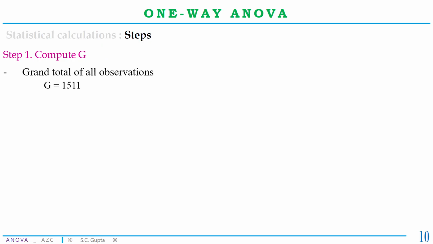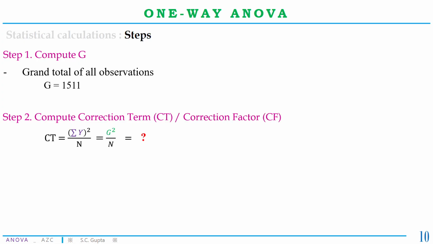Calculation steps of ANOVA. Step 1 is compute G, grand total of all observations. Found is 1511. Step 2. Compute correction term, CT, also called correction factor, CF. CT is equal to grand total square upon total number of observations. So, it is square of 1511 divided by 15. Value of CT found is 152,208.0667.